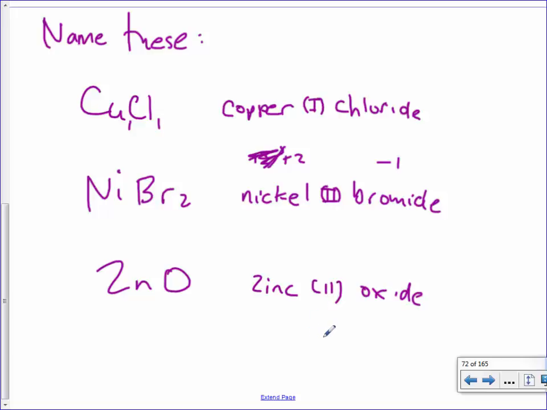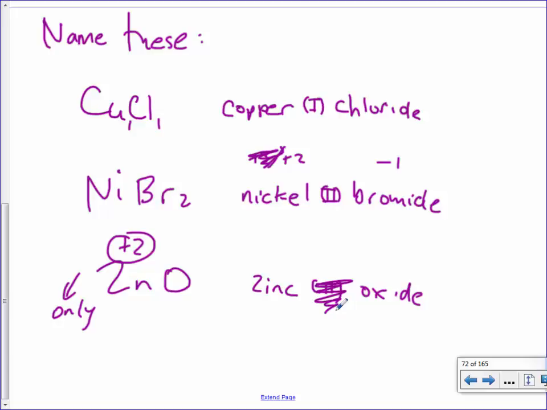Anybody know why? Nice. Can you say that louder one more time? Yeah, there's only one charge. Zinc is only ever +2. So if there only is one charge, don't put the Roman numeral there. The Roman numerals are only for things that I call multivalent. They have more than one charge to them.